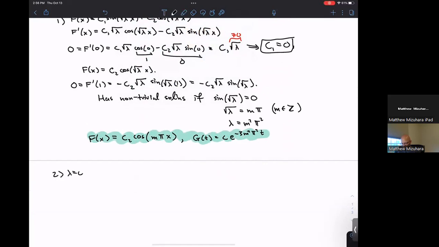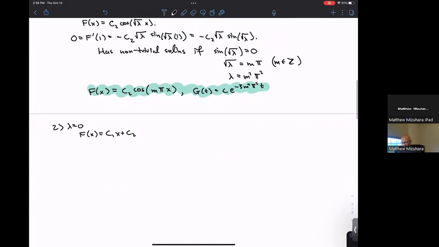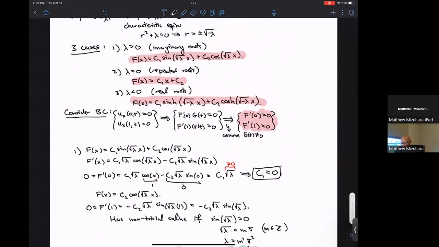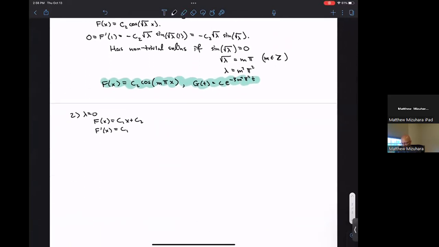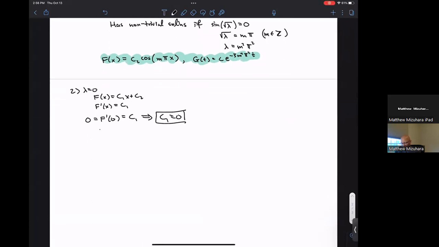When lambda equals 0, I had f of x equals c1 x plus c2. Again, I'm plugging in my boundary conditions, so I should calculate the derivative. f prime is just c1, right? Let me make sure I wrote it this way before, c1 x plus c2, yeah. Okay, so I need to plug in. f prime of 0 should be 0. But when I plug in 0 to the derivative, I just get c1, therefore c1 is 0. So what I've learned is that my function f must have the form c2.